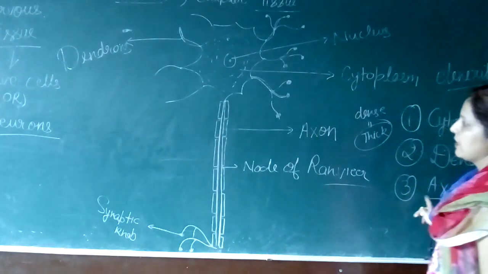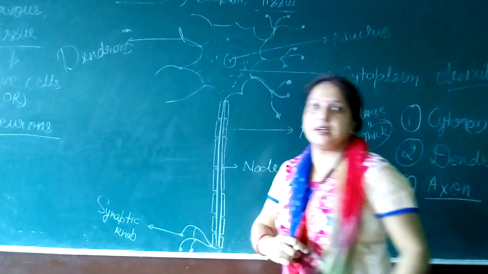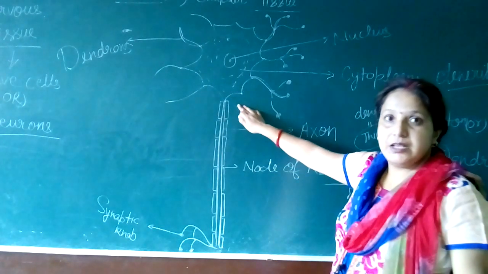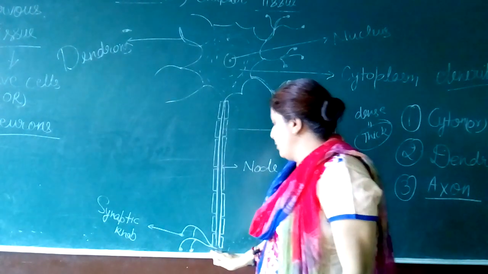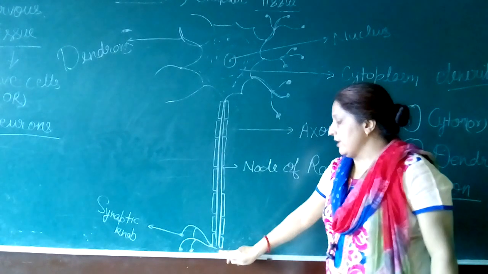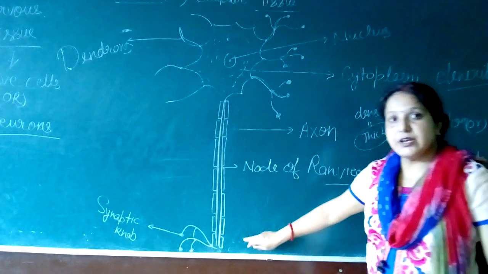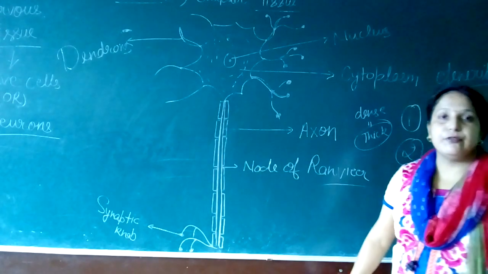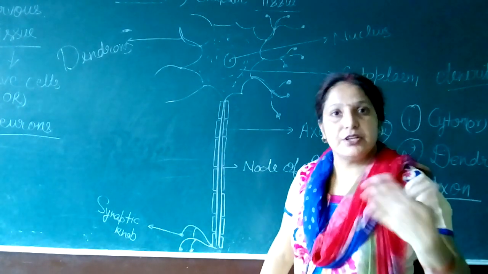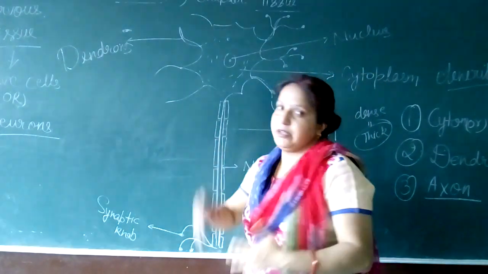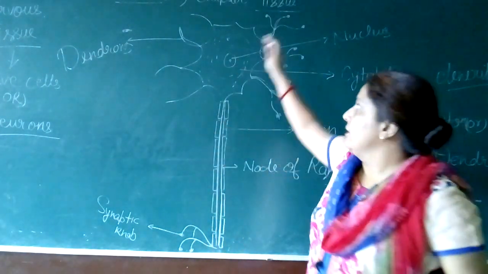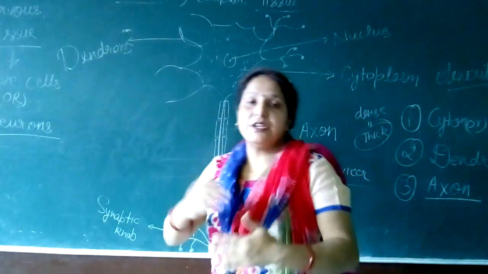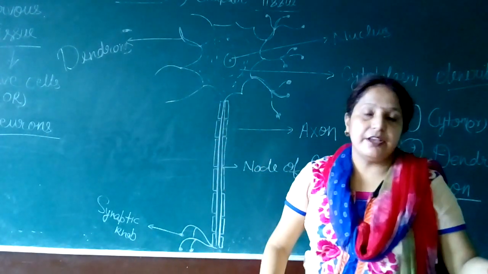Next, the third one is the axon. It is a cylindrical structure that arises from the basal part of the cell body, and from the terminal of the axon many dendrons arise that connect with the next nervous tissue. This whole structure, one axon and one dendron attached with each other, functions together.